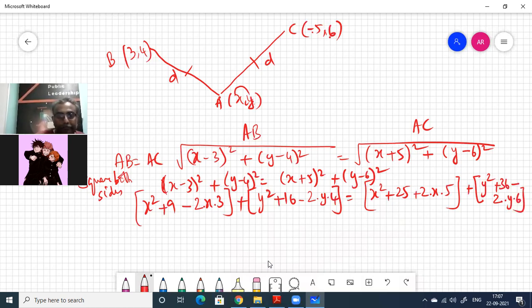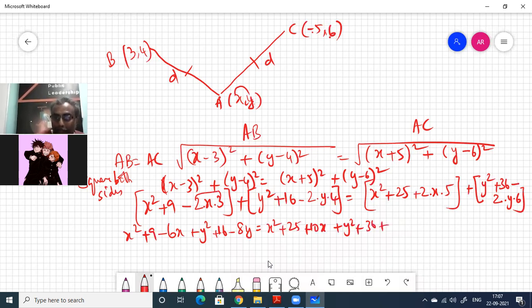x squared plus 9 minus 6x, plus y squared plus 16 minus 8y, is equal to x squared plus 25 plus 10x, plus y squared plus 36 minus 12y. What you can do, x squared and x squared you can cancel, y squared and y squared you can cancel.